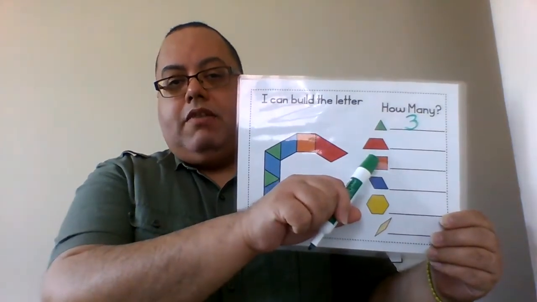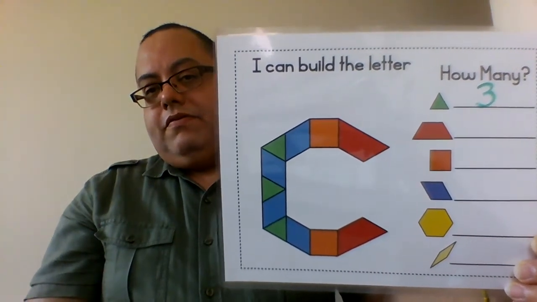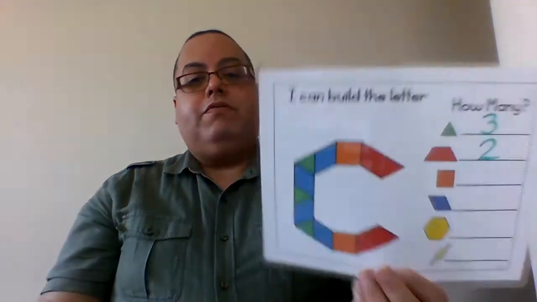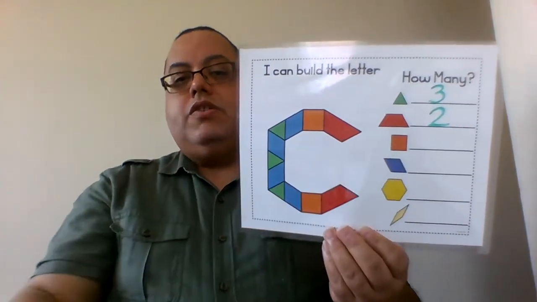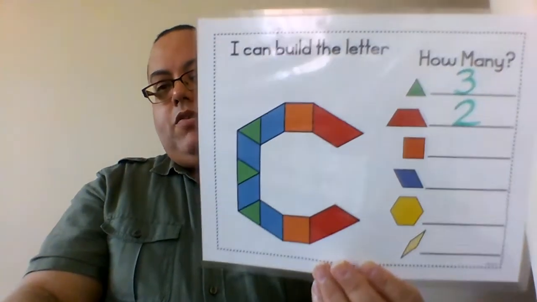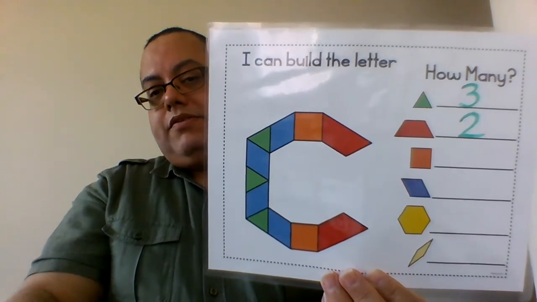Well, we have a trapezoid, and it's red. So, how many trapezoids do you see? If you subitize, you should have said 2. Around and down and out you go. That's the way to make a 2. Now we're going to the orange squares. If you are looking at the letter C, you should be subitizing and tell me how many squares you see. If you said 2, you are correct.